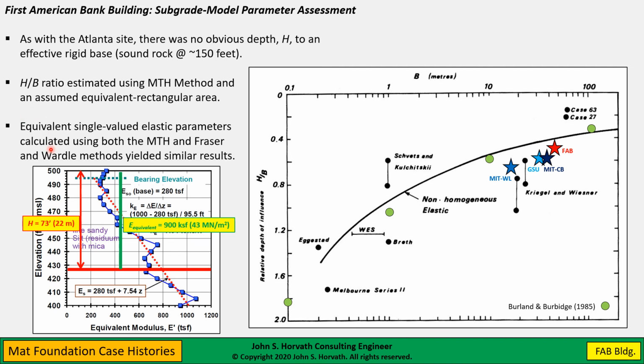I calculated the equivalent single-valued elastic parameters using both the MTH method as well as the Fraser or Mortal method I mentioned previously. It gave very similar results. So again, this is the single-valued Young's modulus, assuming that I have multiple artificial layers, each layer with a constant value Young's modulus. That's how I came up with this number. And of course, once you have this, you can estimate the shear modulus. So you have E, you have G, you have H, you have everything you need to calculate the spring constants in the tension membrane for your structural analysis.